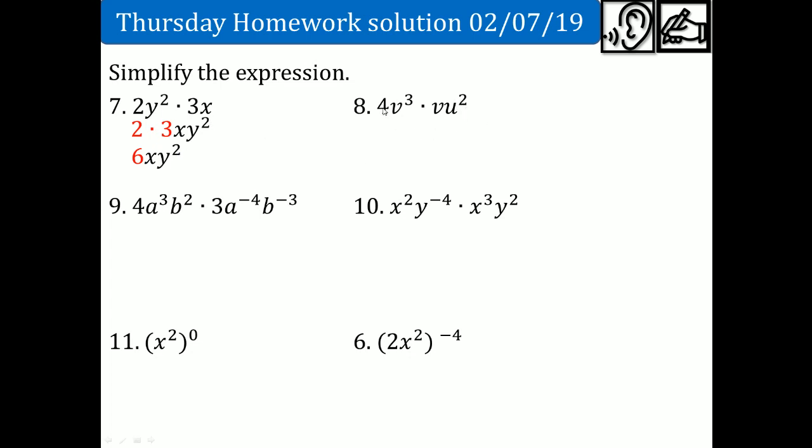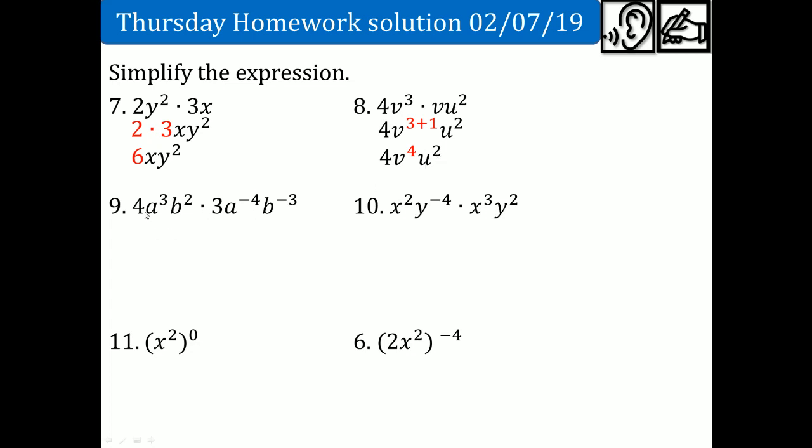Here, we have a 4. Anything here? Nope. We have a 4. Then, let's look at the v. We have v cubed times v. So, you add the exponents. So, it should be v to the 3 plus 1. Anything happen to the u? Nothing. So, again, 4 remains the same. V to the power 3 plus 1. That should be a 4. Nothing happens to the u. Your answer should be 4 times v to the fourth power, u to the second power. You could also say squared if you want.